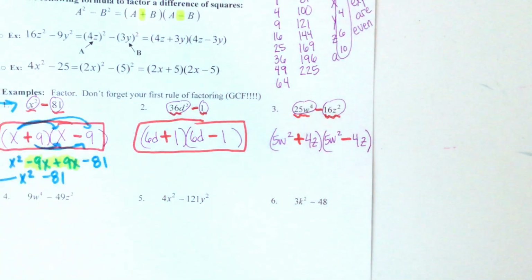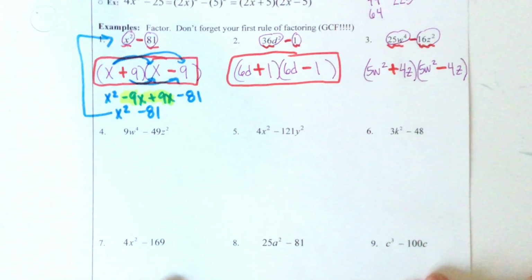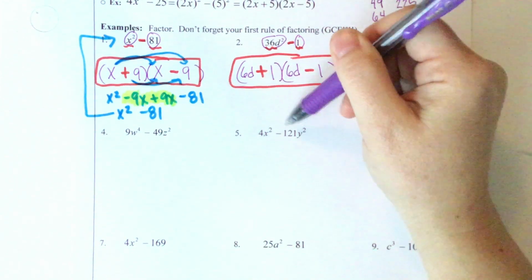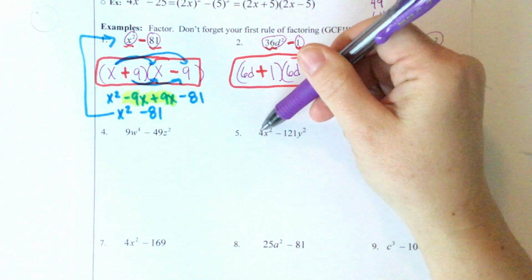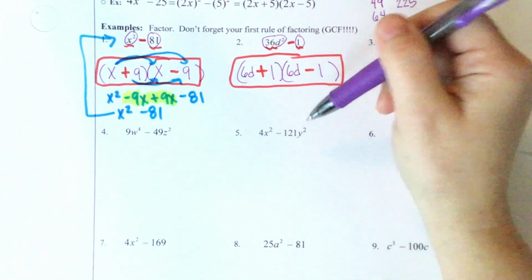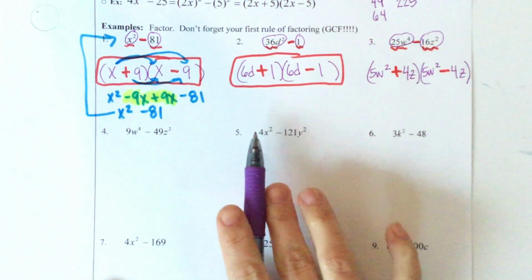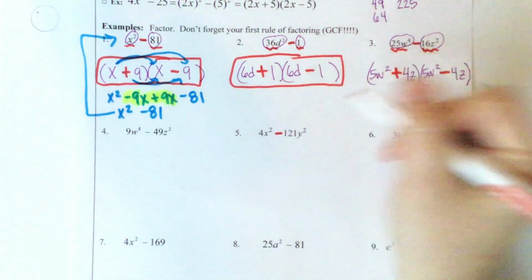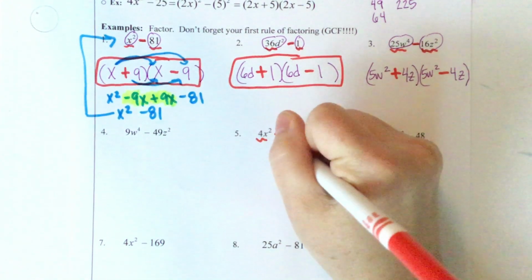Okay, let's jump to number 5. First, I look to see if there's a GCF, but nothing can divide into 4 and 121. They don't both have x's. They don't both have y's. Since it's two terms, let's see if it's a difference of squares. It's got a minus sign, so it's a difference. Are these both perfect squares?